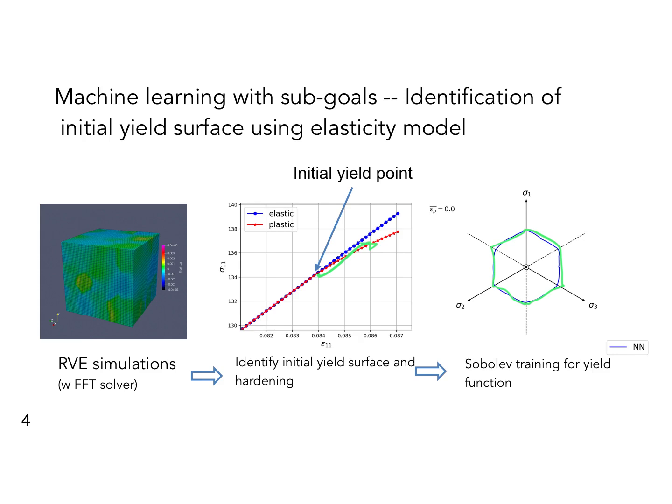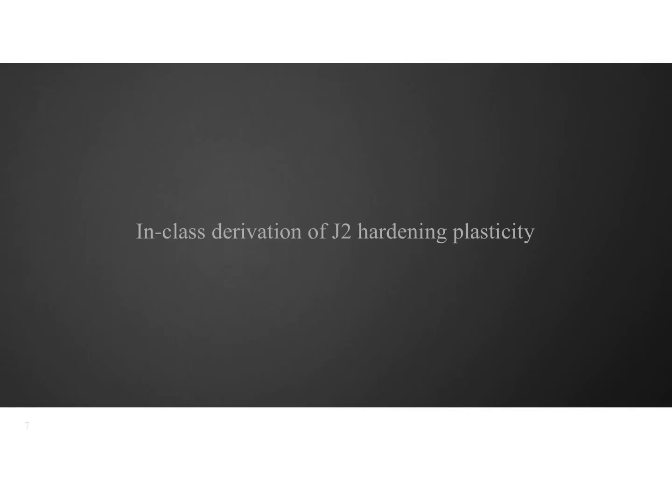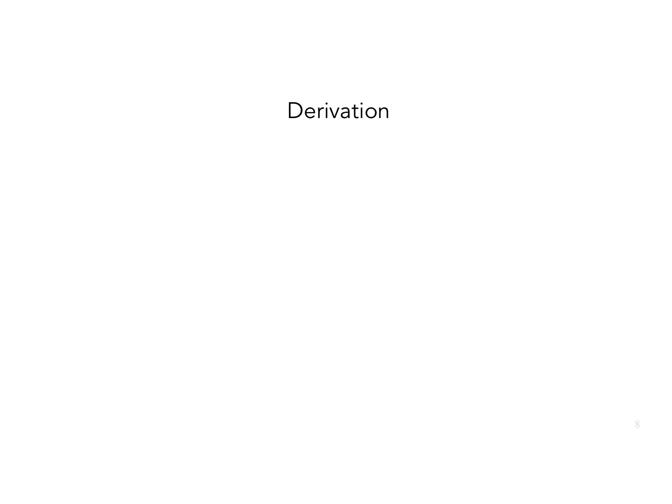Okay, so we talked about how to build the plasticity model in the last lecture. This time we want to relax what we assumed last time, that is, how to derive a more general plasticity model in which the material can undergo hardening and softening, which translates to the evolution of the yield surface. I will show some derivation here.